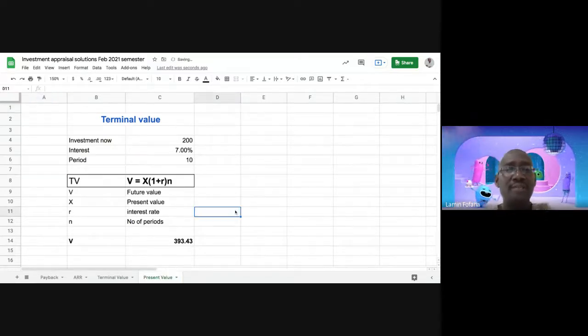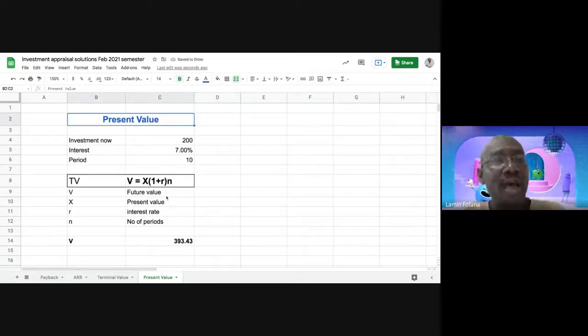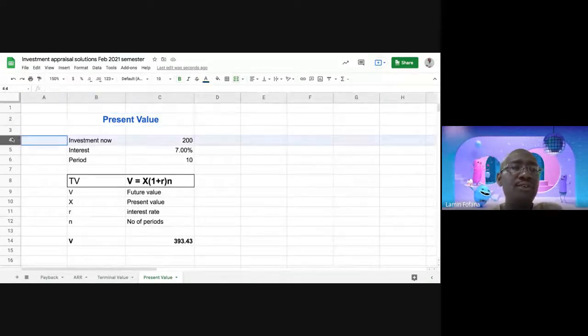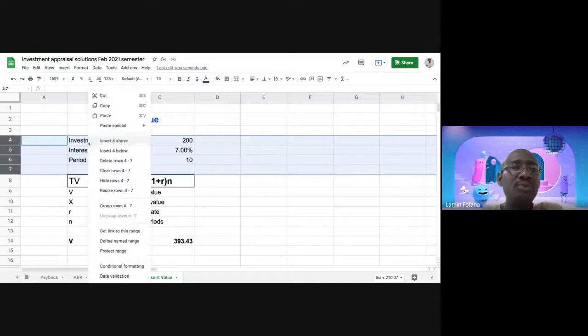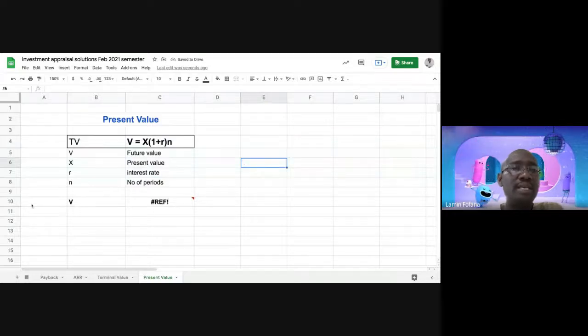Are you following, class? This worksheet here and this are the same because I've duplicated it, but I'm going to make amendments here. Present value, I'm going to double click on this, then I copy, so I can use the same title here. I paste. Now, what we need for now is only the formula. This is a question that we have done previously, so I'm going to delete this.